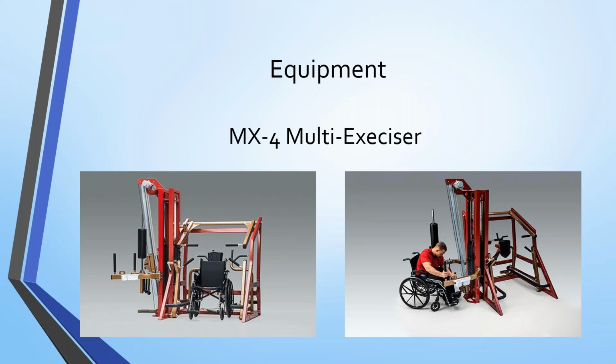Now, one of the big boys is an MX4 multi-exerciser. As you can see, this entire piece of equipment is for manual wheelchairs, and it has a multitude of different exercises. You got your chest press, your mid rows, your lat pulldowns. You have a lot of exercises you can do, and it's specifically for a manual wheelchair.